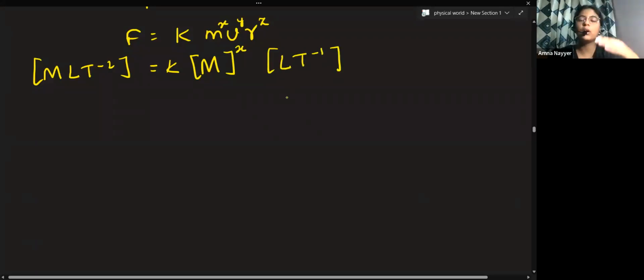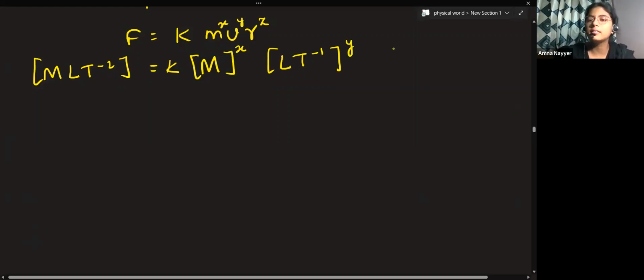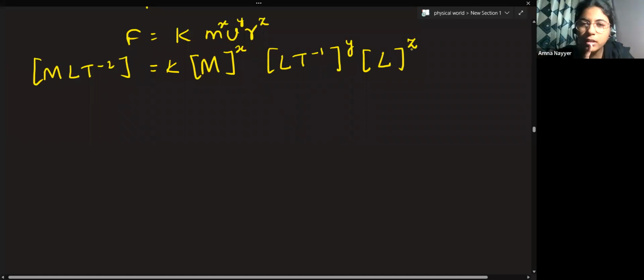Because velocity is what? Distance by time, meaning length divided by time. Now, what is the power of this whole bracket? Y. And then you have radius. Radius, we always write in terms of length only, so this becomes length to the power z. We know up till here. Now just distribute all the powers to each quantity.